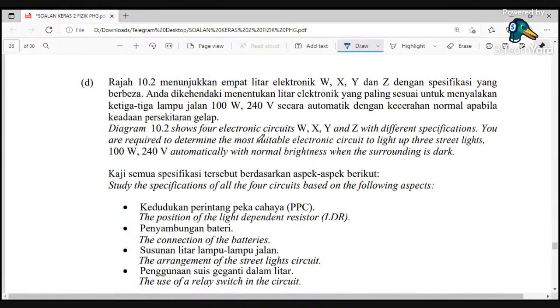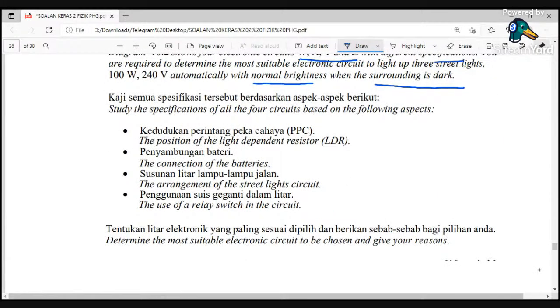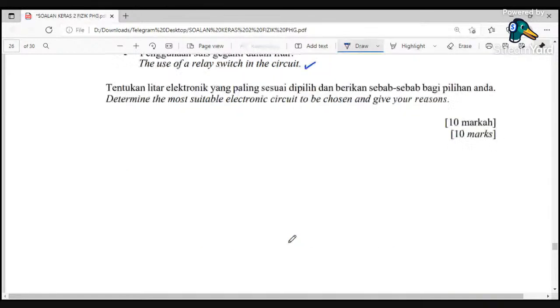Okay, part D. Diagram 10 shows 4 electronic circuits W, X, Y, Z with different specifications. You are required to determine the most suitable one to light up 3 street lights, 100 watt, 240 volt, automatically with normal brightness when dark. Okay, so study the specification. We have the position of LDR, connection of battery, arrangement of street light, use of relay switch in the circuit. Determine the most suitable to be chosen and give your reason. Yang mana paling sesuai. So kita akan pilih.